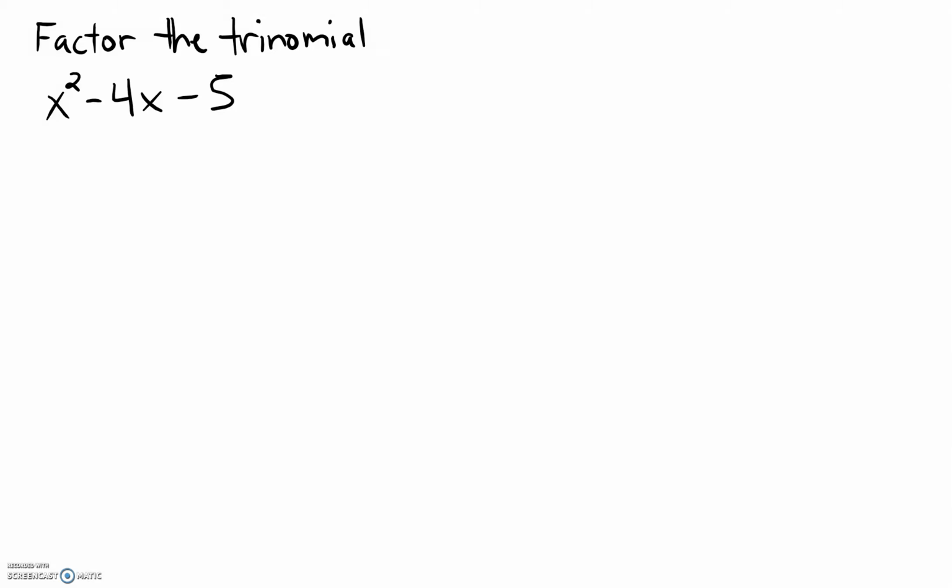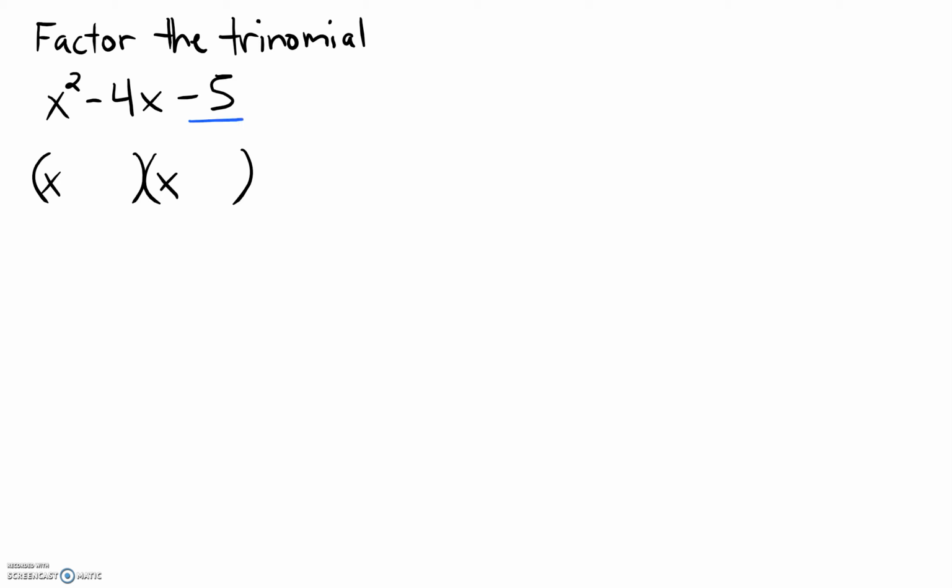So for this video, we're going to factor the trinomial x squared minus 4x minus 5. And just like we did with the last video, we're going to draw two sets of parentheses, and we're going to put an x in the first slot of each set of parentheses. Now the next thing to look at is our constant term.